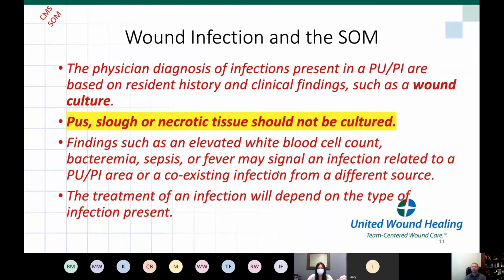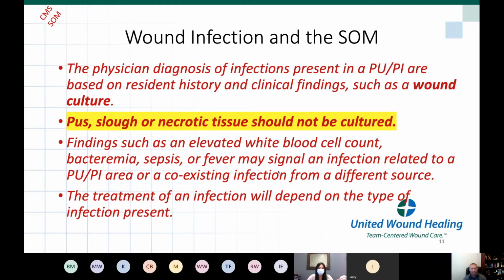But this is straight out of the State Operations Manual that your surveyors read. Pus, slough, or necrotic tissue should not be cultured. I didn't make that up. CMS knows that that's not the standard of care. You have to culture healthy tissue. You don't culture dead tissue because all dead tissue should have bacteria on it. The bacteria are trying to eat up that dead tissue. So you don't want to culture the clean stuff or the dirty stuff. You want to culture the clean stuff. And this is what your surveyors are looking for.